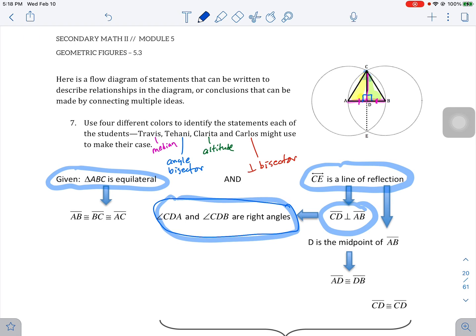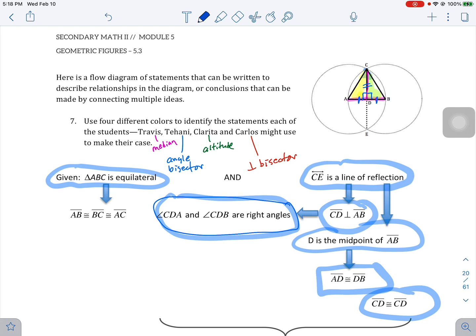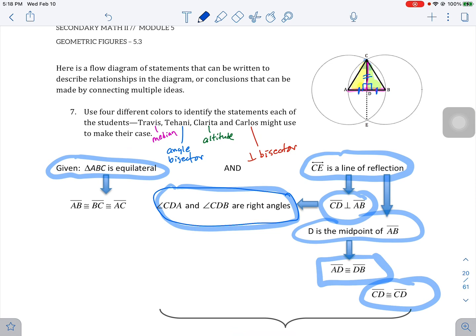We're trying to get a side-angle-side or something like that. The other thing that we've got is, given that D is the midpoint because it's a line of reflection, we can say that AD and DB are actually congruent. So here we can say AD and DB, so those two sides on the triangles are the same. And finally, we can say that CD is congruent to itself, so that would be this one. So now what we've done is we've got side, angle, side.